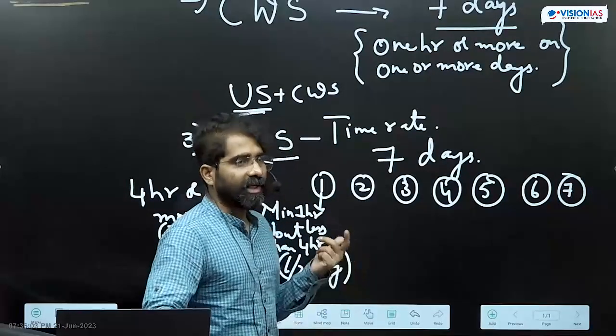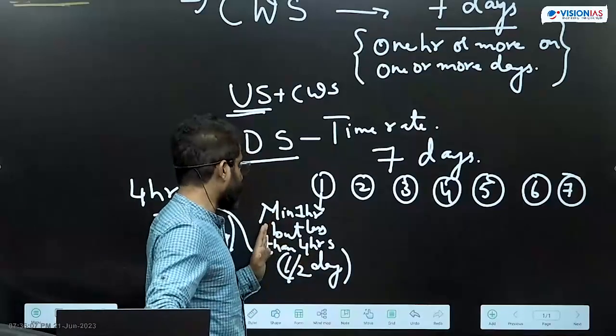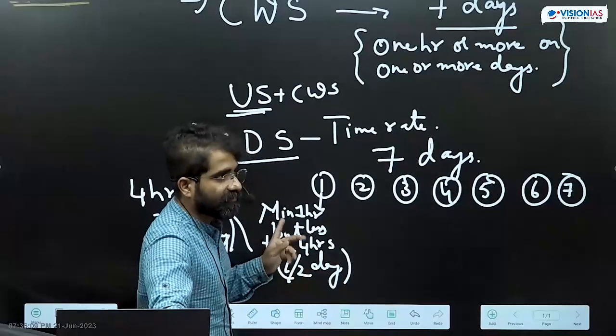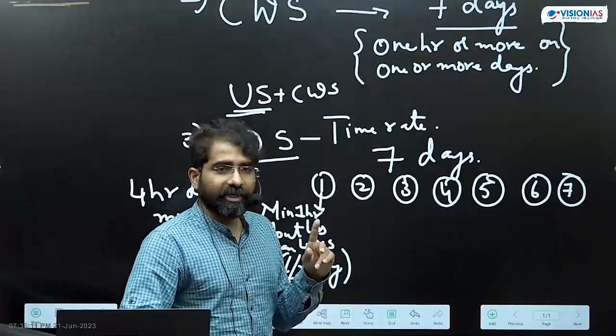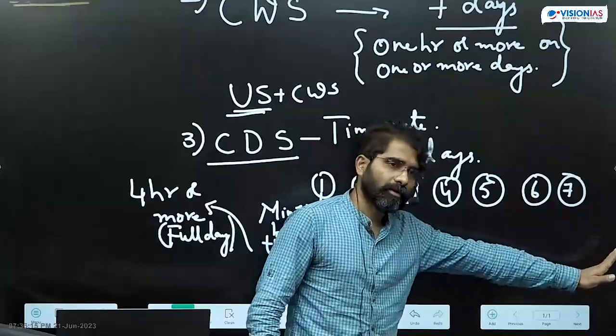So based on the time, if he is employed for a minimum of 1 hour but less than 4 hours, you will treat it as he is employed for half a day. But if he is employed for 4 hours and above, then you will treat him as employed for the full day. So like this, you are going to calculate for the whole week.